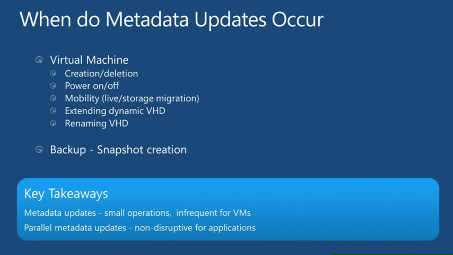And one more thing I'd add is that CSV volumes are per LUN. So what this gives you the ability to do is you can distribute your cluster shared volume coordinator nodes across the nodes of your cluster. So what this would do is essentially you are parallelizing your redirected traffic.